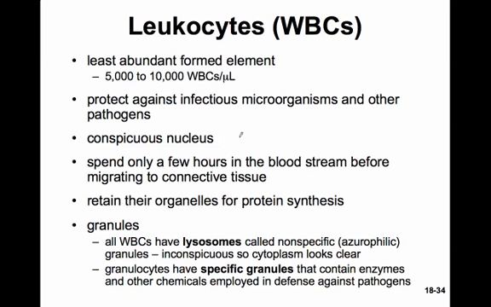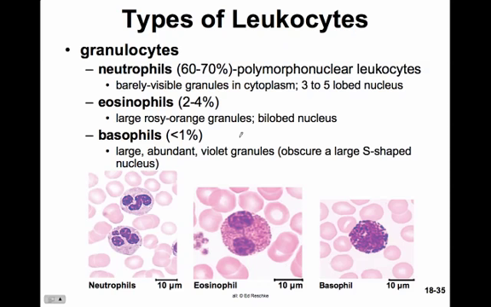Granulocytes have specific granules that contain enzymes that are employed in defense against pathogens or invading particles. The granulocytes are broken down into three types. There's neutrophils, eosinophils, and basophils. The majority of granulocytes are neutrophils. They're polymorphonuclear leukocytes. They have barely visible granules in the cytoplasm, and they have a 3 to 5 lobed nucleus. You can see the neutrophils here in this first figure.